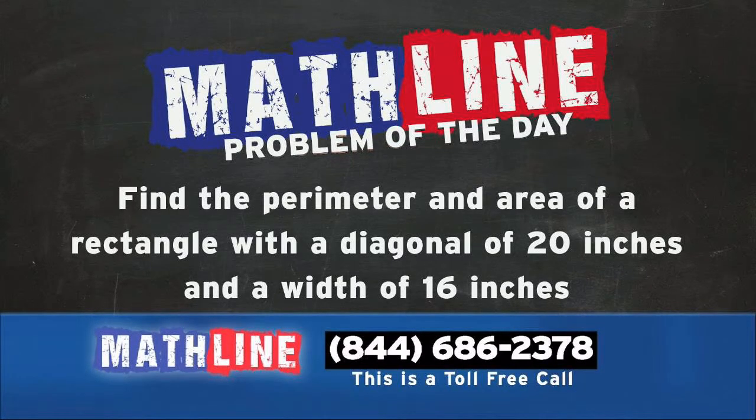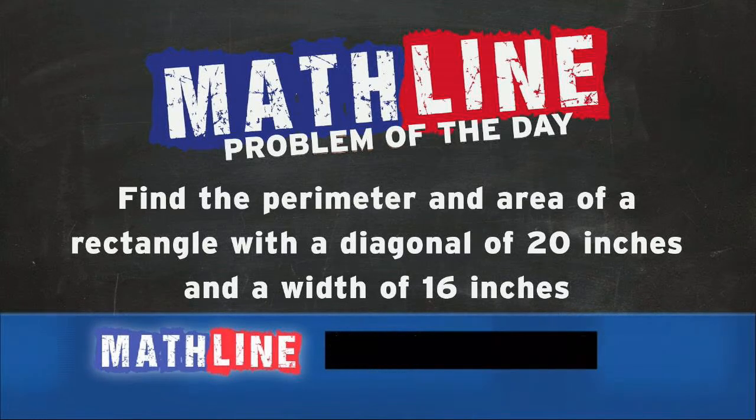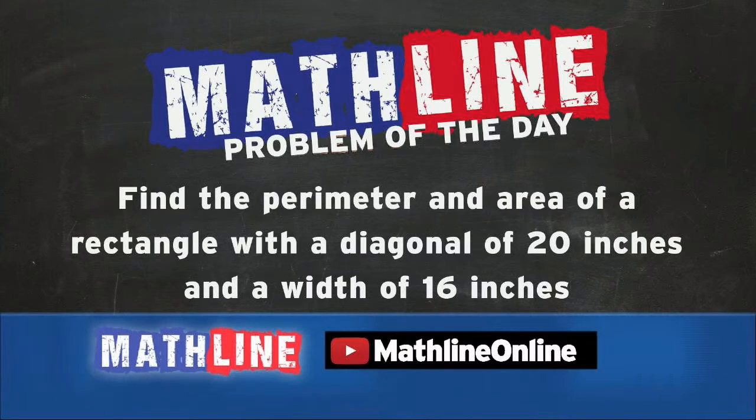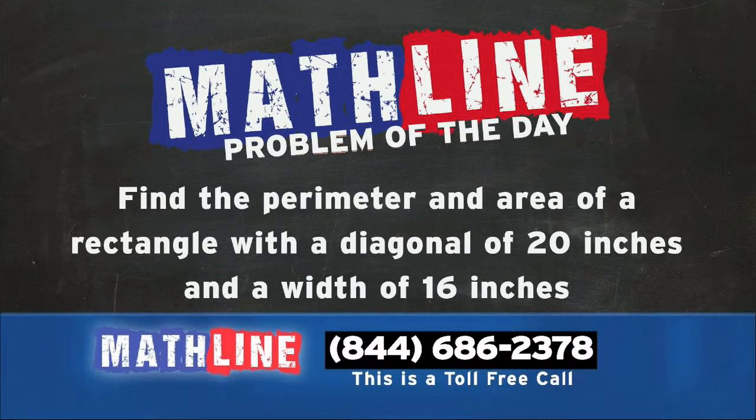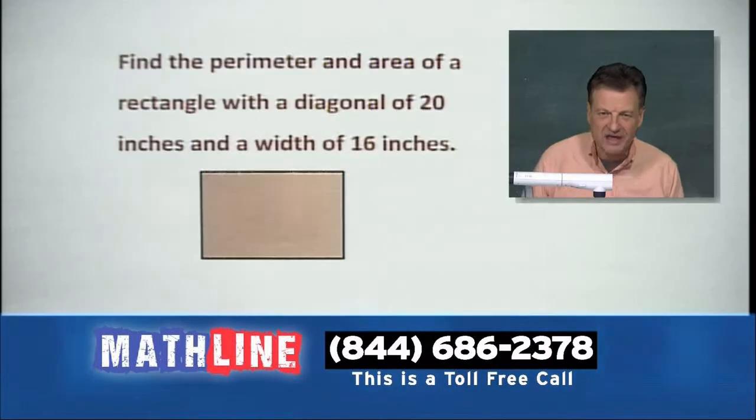So we look at the perimeter. We're looking for area. We have a diagonal, and we've got a width. Perhaps that's a length, it doesn't really matter. So one of our dimensions is 16. We're going to go out on a limb and see what happens. Let's take a look at a picture of that.